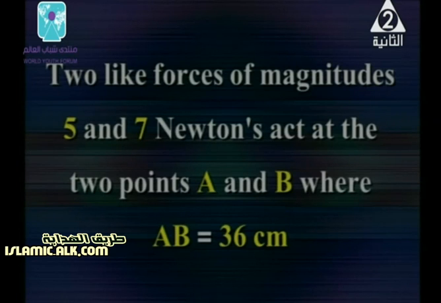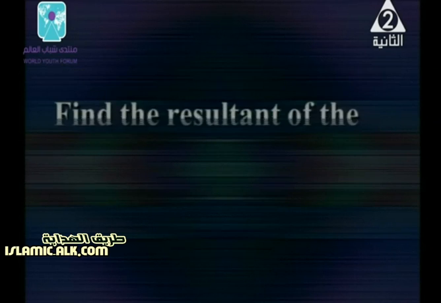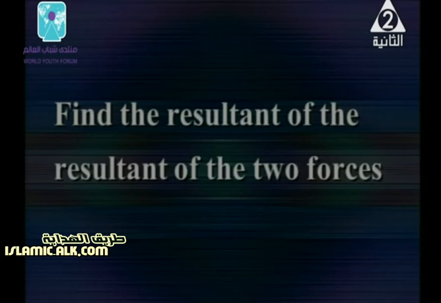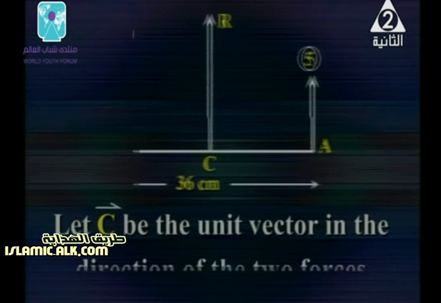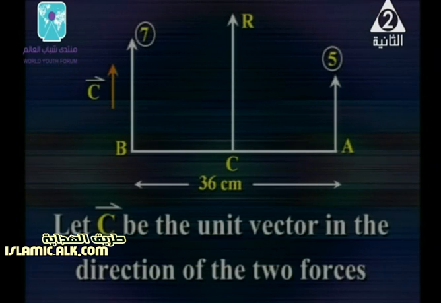Example. Two like forces of magnitude 5 and 7 newtons act at the two points A and B, where AB equals 36 centimeters. Find the resultant of the two forces. Look at the solution. Dear student, we have the distance between A and B, 36 centimeters. The force F1 equals 5 and acts at point A. Force F2 equals 7 and acts at point B. What is the resultant of the two forces?